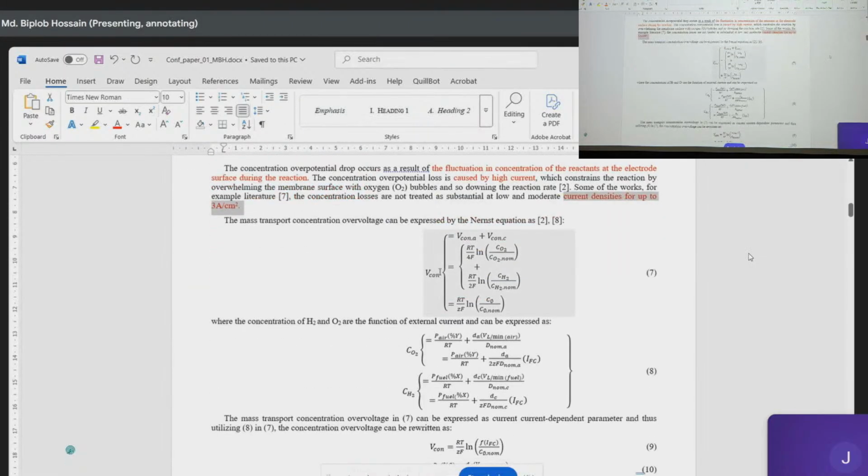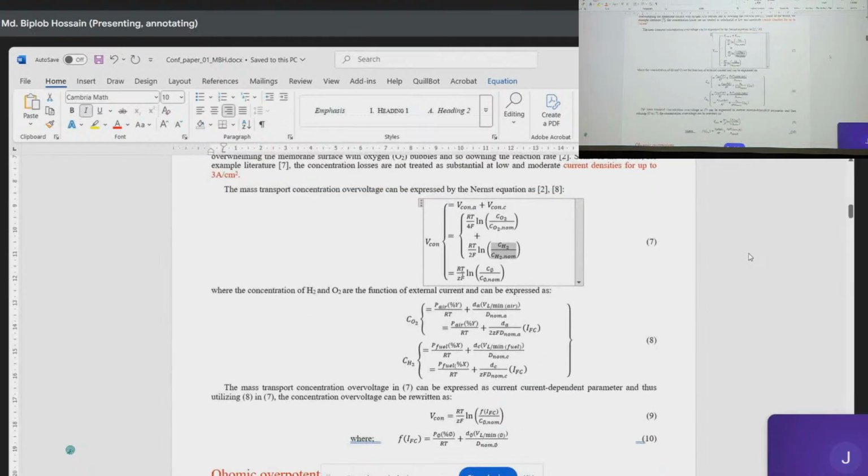So this part can be defined the same way as activation overpotential. Concentration overpotential can be defined by two sections, one anodic and another cathodic. It is highly dependent on the reactant concentrations, as I said. This is the nominal concentration of one reactant, which in the anode is oxygen, and this is for the cathode, so this is for hydrogen concentration. This is the ratio between the measured concentrations and the nominal concentrations for the fuel cell.